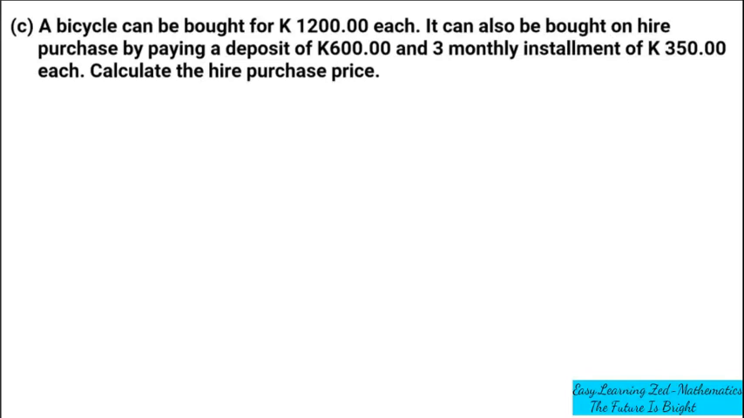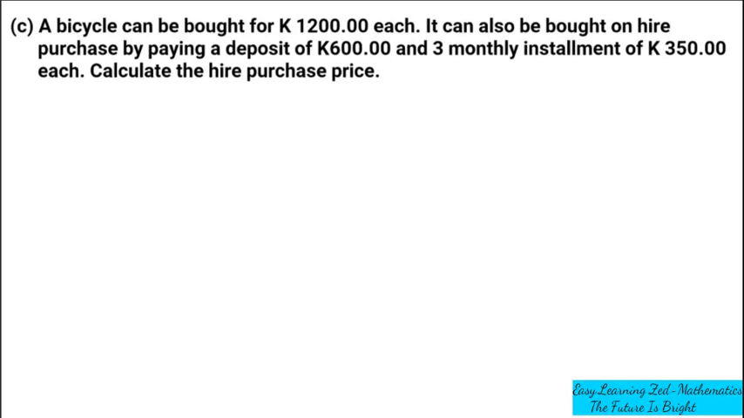Okay, so question 6C was as follows. A bicycle can be bought for 1,200 kwacha each. It can also be bought on hire purchase by paying a deposit of 600 kwacha and 3 monthly installments of 350 kwacha each. Calculate the hire purchase price.